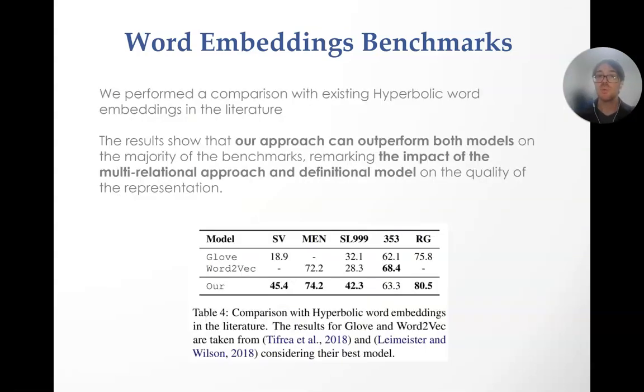In addition, we perform a comparison with existing hyperbolic word embeddings in the literature. In particular, we compare our model against hyperbolic GloVe and Word2Vec, finding that our approach can outperform both models. These results further demonstrate the impact of the multi-relational approach and the proposed definitional model on the quality of the representation.